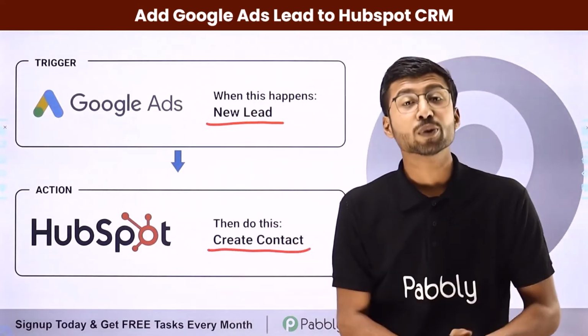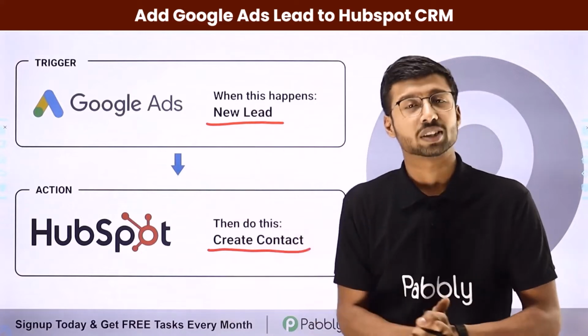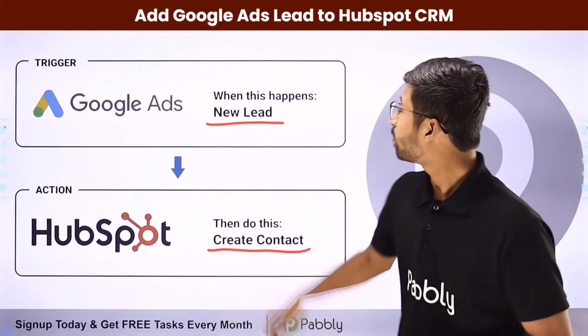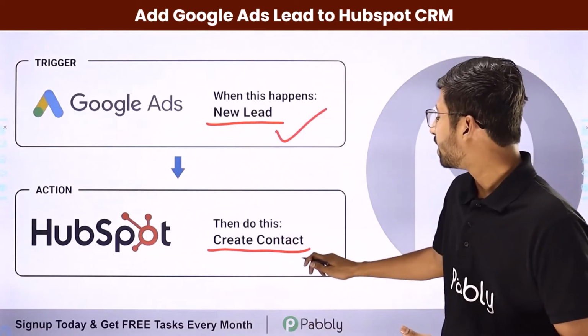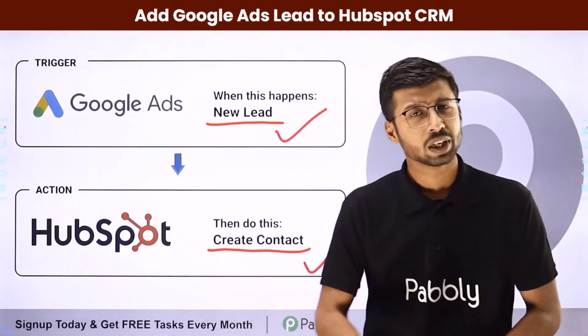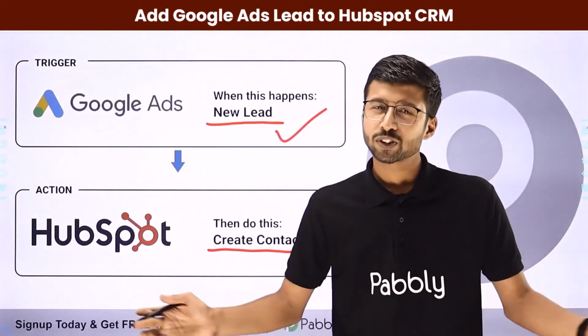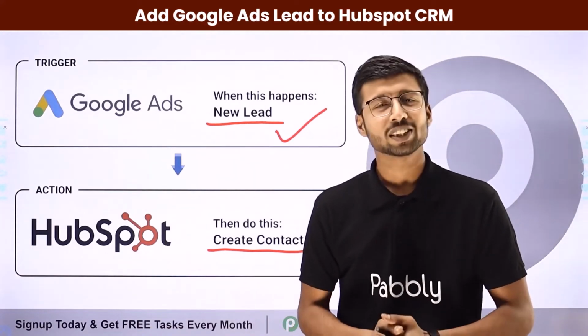Now guys, let me tell you, you can completely automate this process. So the trigger of this automation will be getting a new lead in Google Ads campaign. The action will be adding those same leads as new contacts in HubSpot. Now how can you set up this automation? To know this, you have to come with me to my screen.